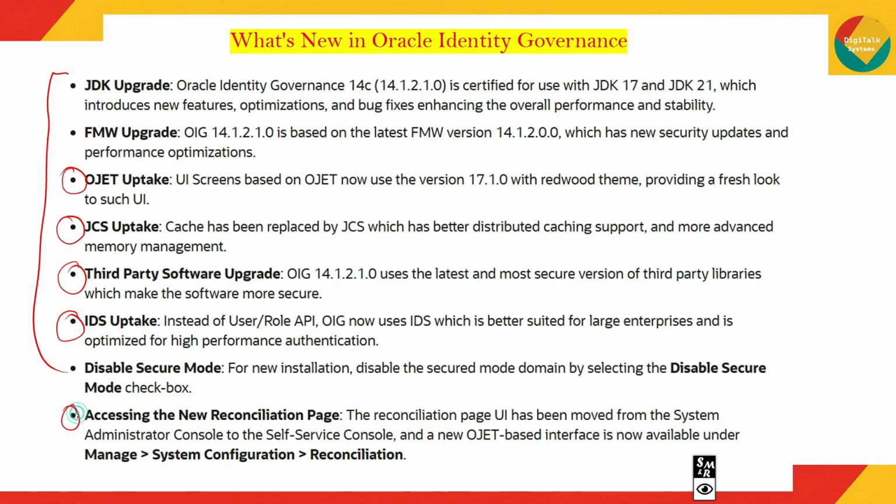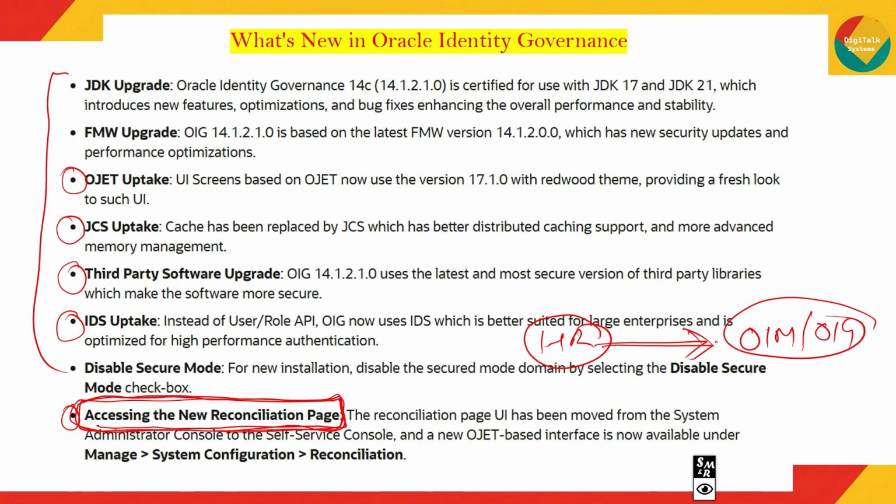Now the last one, which you may feel in the console, is accessing the new reconciliation page. Reconciliation is a method of creating users in the OIM from trusted sources. For example, from the HR database, you want to migrate or copy the user data into the OIM or the OIG. This is called reconciliation from the trusted source. Now this reconciliation page has been moved from the default location. That means the reconciliation page UI has been moved from the system administrator console to the self-service console.